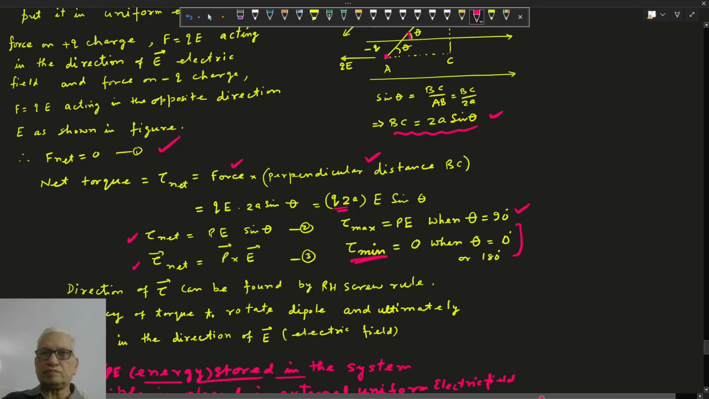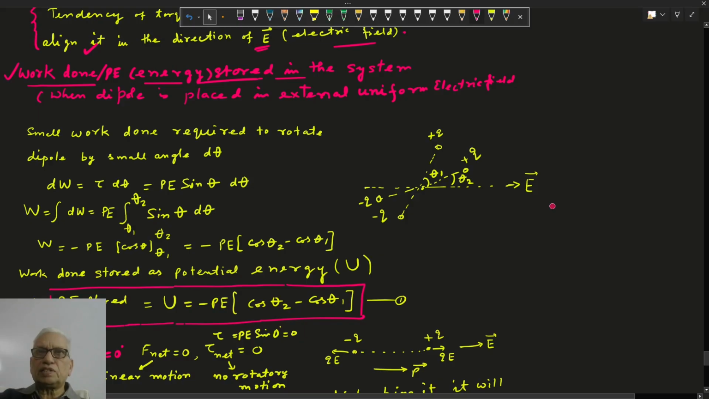The direction of torque by cross product can be found by the right hand rule. Here, what is the tendency of the torque? It just rotates the dipole and ultimately aligns the dipole in the direction of the external electric field. That is the function of torque. Now, potential energy, or energy stored in the system.